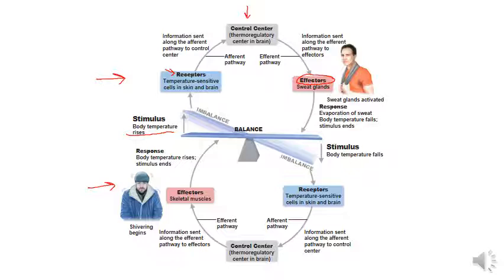Okay, then the bottom part is just showing when we get cold. So here the receptors are the same, control center is the same in this example, but now you can see how the effectors are different. So here when we get cold, we shiver because our muscles are activated, and then that helps to increase the temperature in our body.